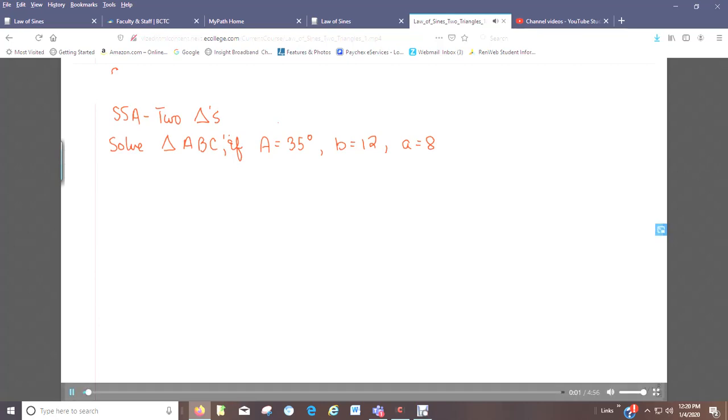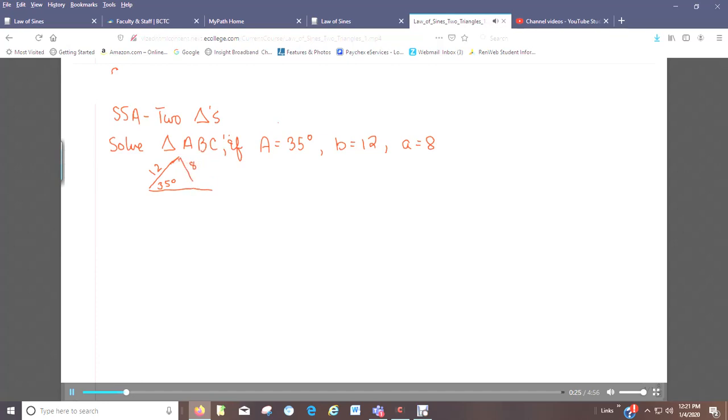Now let's look at the case of two triangles, which is our hardest case when we have side-side-angle. Again, I'm going to draw a picture. A is 35 degrees. B, we'll call this side over here, is 12. And then the side across from A is 8. And I don't know yet whether this is a no-triangle case or not.